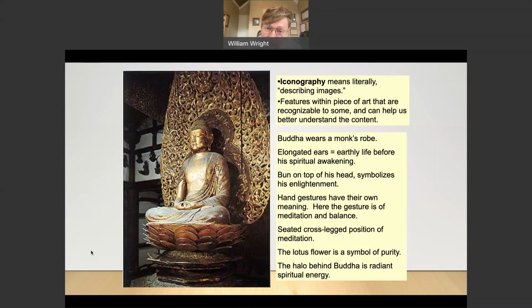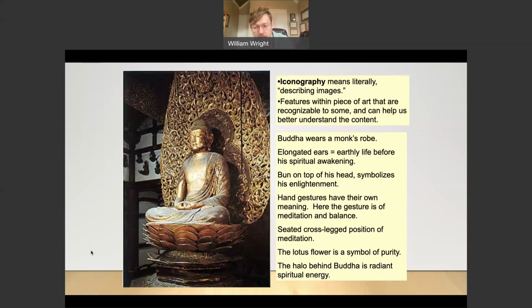Okay, so looking here at some iconography in images of Buddha, the elongated ears relate to his earthly life before spiritual awakening. He wears monk's robes because he's a spiritual guide. He has a bun on top of his head, which means enlightenment. Hand gestures show meditation and balance. The position of the legs is a specific meditative position.